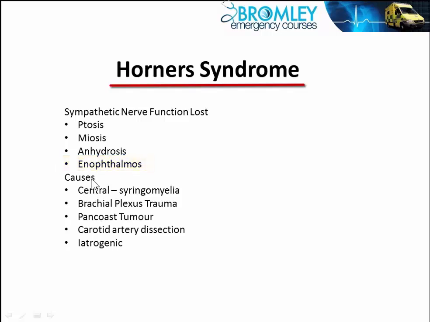So just going back to the causes of Horner's syndrome, it can be caused by a lesion within the cord itself, particularly syringomyelia, which tends to affect the part of the cord that carries the sympathetic fibers. It can be caused by brachial plexus trauma, by Pancoast tumors in the apex of the lung, carotid artery dissections, and there are various iatrogenic means of Horner's syndrome as well.